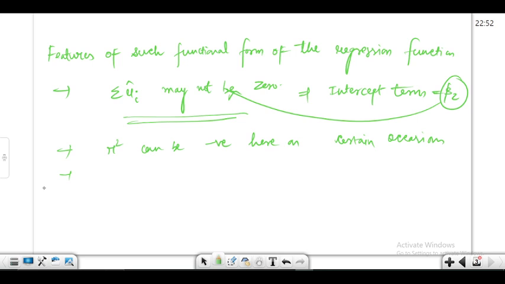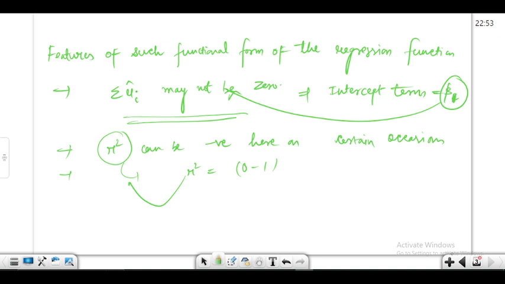So your r square can be negative. We have seen in the previous videos that the r square value lies between 0 and 1. In this functional form, it can also be 0, and it can also be less than 0 on certain occasions. These are a few deviations that we see from the normal regression function we have seen previously. This is a special case where beta 1, the intercept term, is equal to 0.